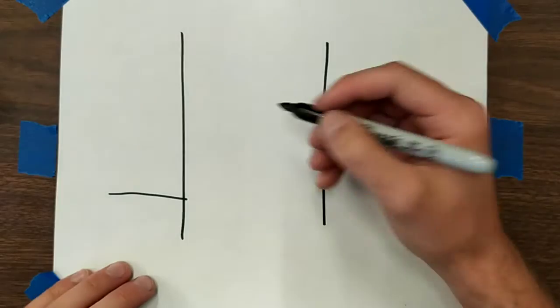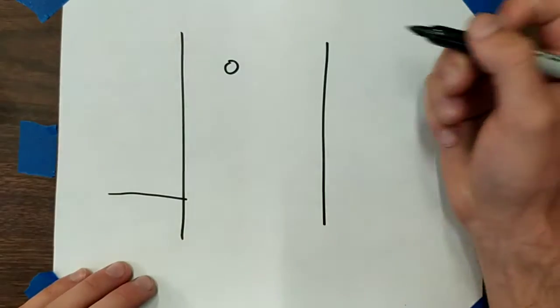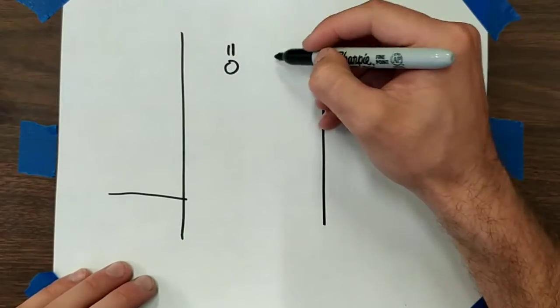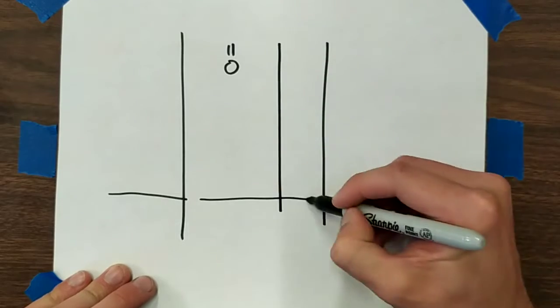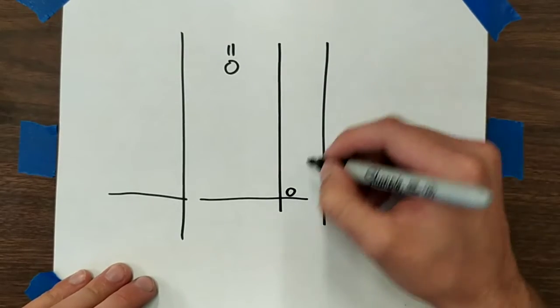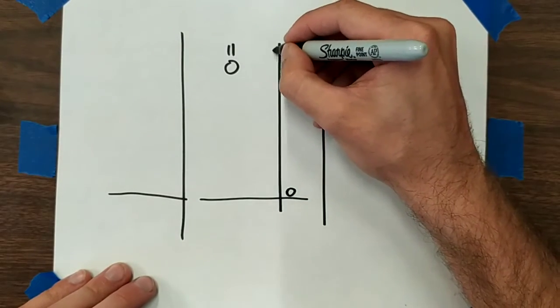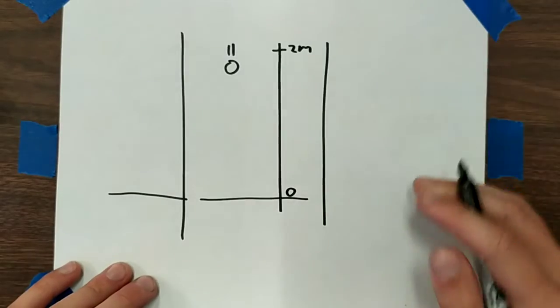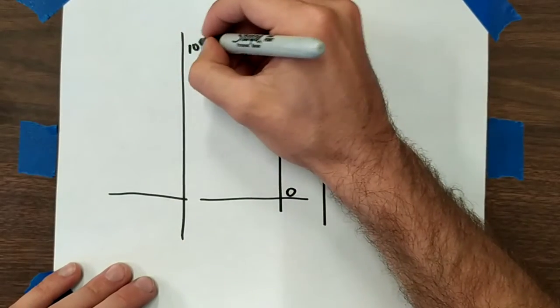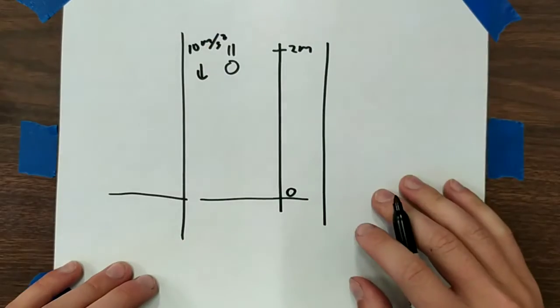Okay, so we'll start off with a picture. We'll just say there's that thing. It's falling downwards. I'm going to make an axis. I'll say this is the ground, so that's 0. It's starting from 2 meters in the air, and its acceleration is 10 meters per second squared downwards.